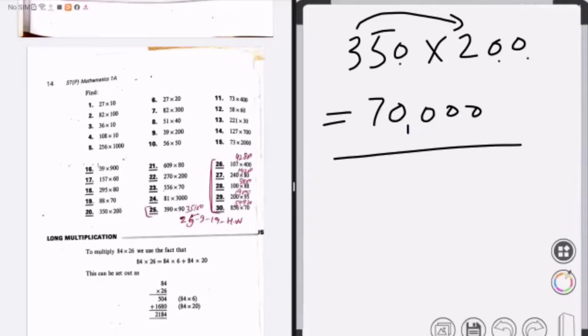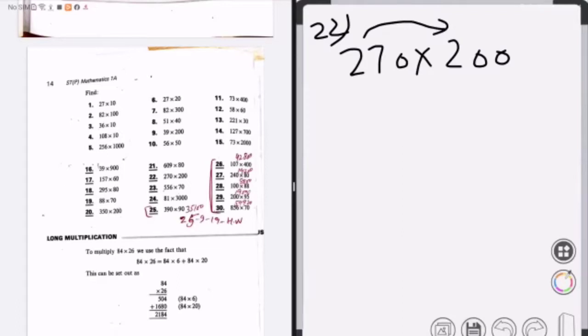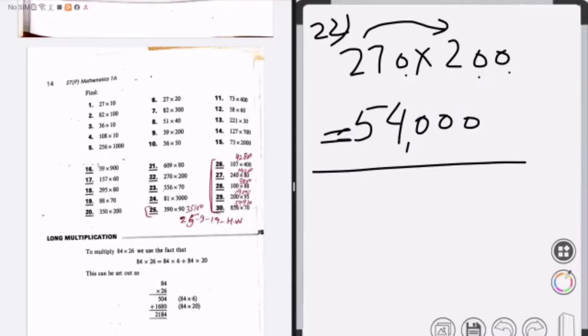One more question. For example, the last question. You can do it 270 multiplied by 200. This question number 22. Just multiply 27 by 2. It will become 54. And how many zeros are there? 3 0. So write these 3 0. 54,000 would be the answer. This is the simple way.